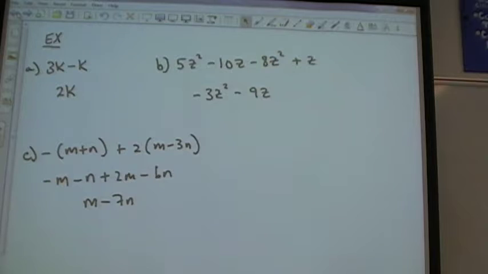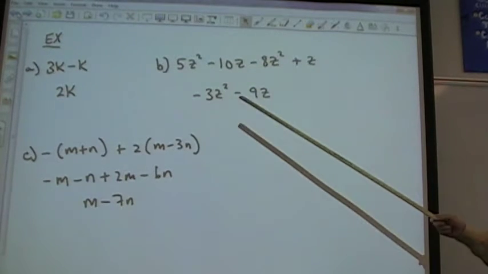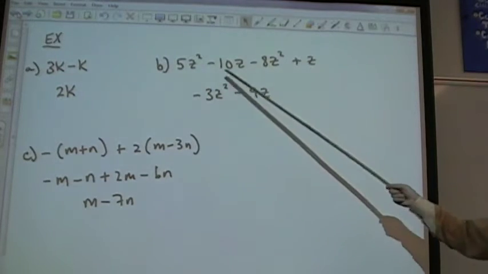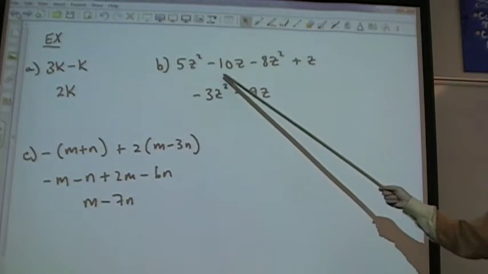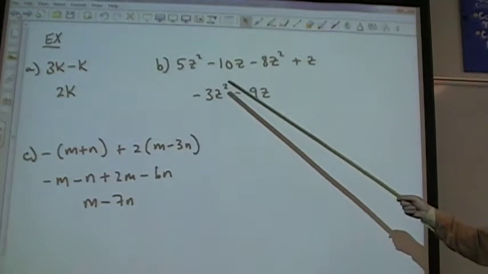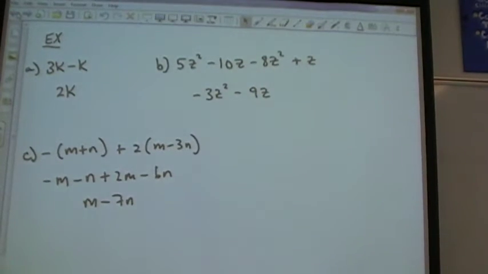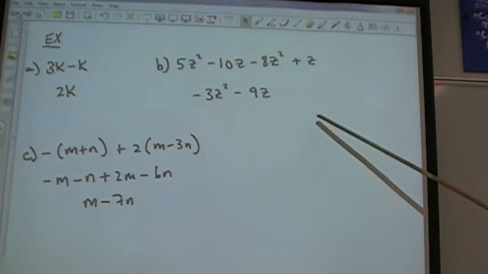All right, next one, just because you have the same variable doesn't mean you always have like terms. Z squared and z are not like terms, so we cannot combine those. So we have to stop right here. So you want to combine your z squareds. 5z squared minus 8z squared gives you negative 3z squared. Right? Negative 10z plus 1z gives you negative 9z, and you cannot go any further with that. Okay. That does not equal negative 12z cubed. All right, so make sure you stop right here.